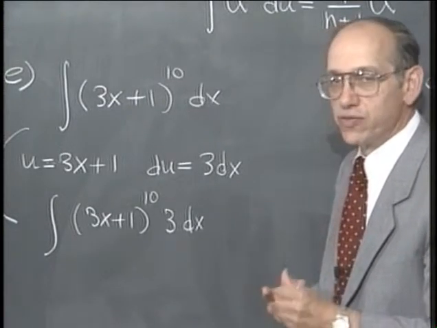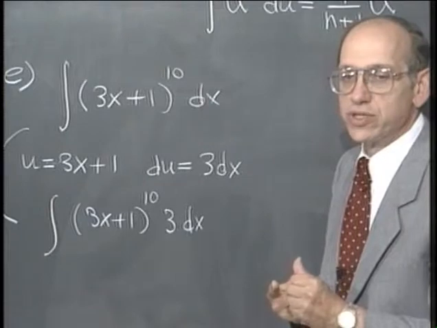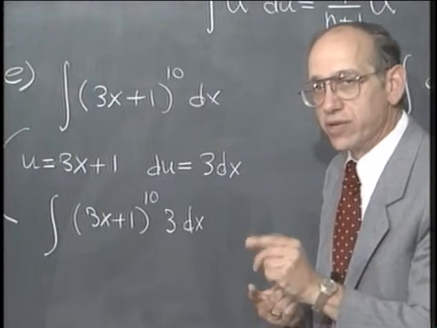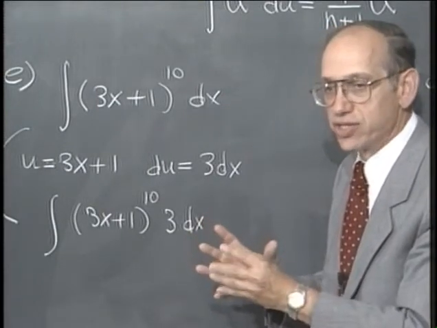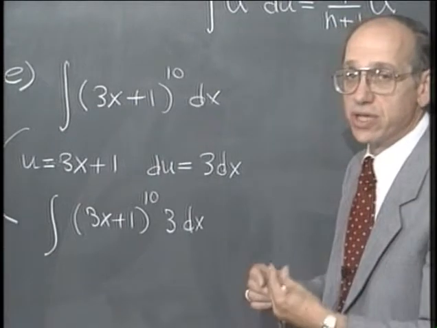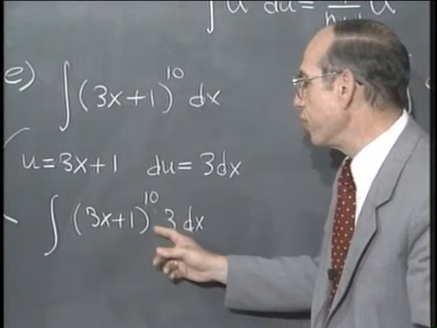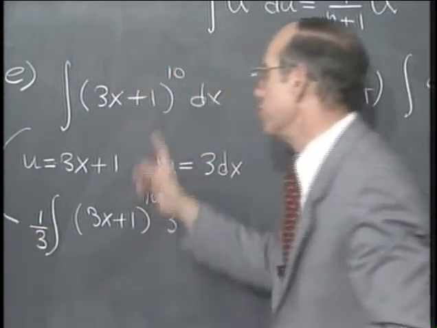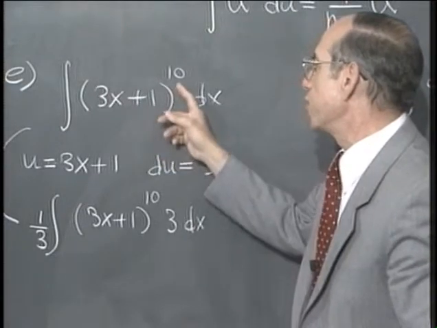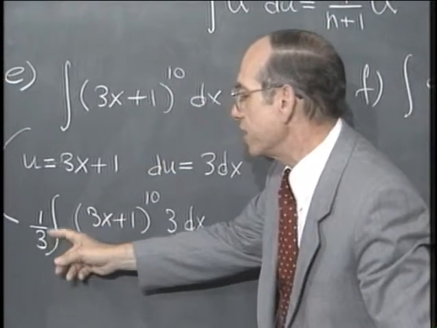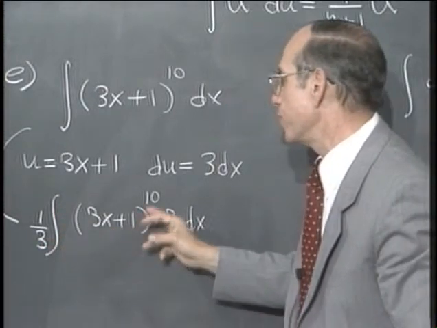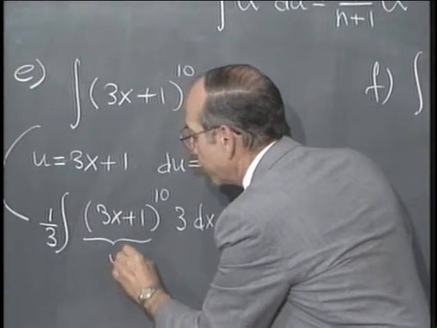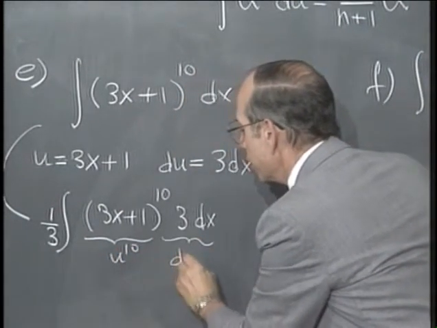Now, here's the advantage of knowing that a constant times a function can be integrated and you can factor out the constant. Let me say that again. The integral of c f of x dx is the same thing as c times the integral of f of x dx. That means the 1/3 that I need to cancel this 3, I can put outside the integral, so that the integral I started with, the integral of 3x plus 1 to the 10th dx, is exactly the same as 1/3 the integral of 3x plus 1 to the 10th times 3 dx. And this is u to the 10th times du.